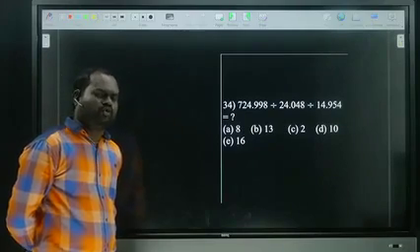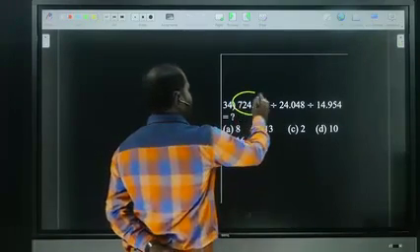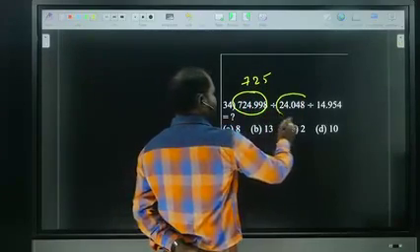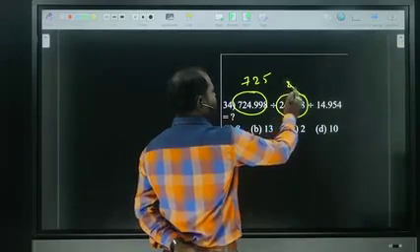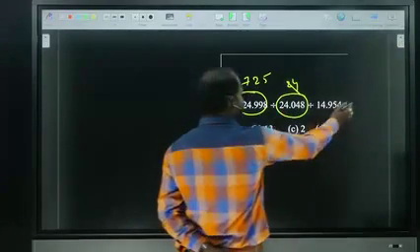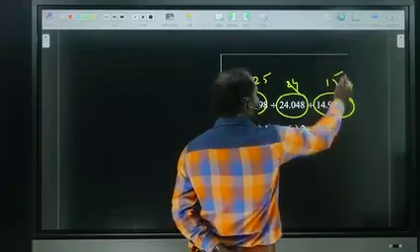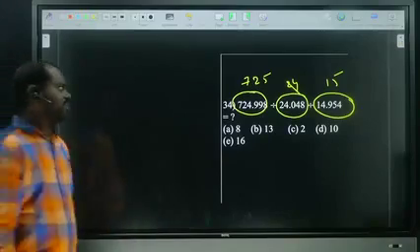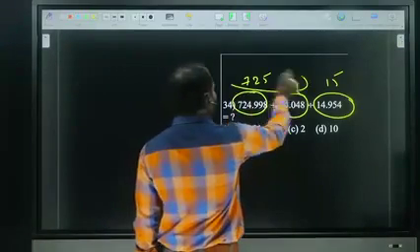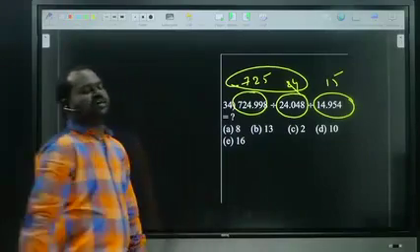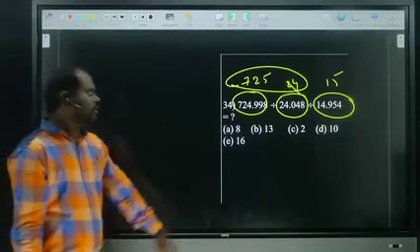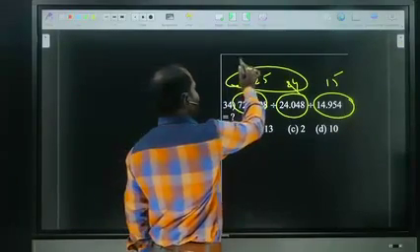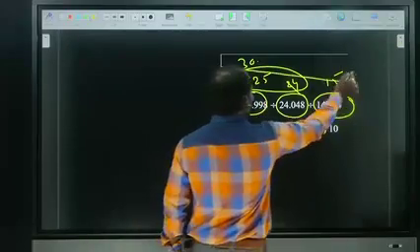So if you observe, 724.998 is very close to 725. 24.04, after the point it starts with 0, so we can take it as 24. 14.954 we can take as 15. I said already, when there are double division symbols, move from the forward direction. That means 725 by 24. First we should finish this one. 725 by 24 means nearly how many times? 24 times 30 is 720, so you will get about 30 point something. 30 by 15.